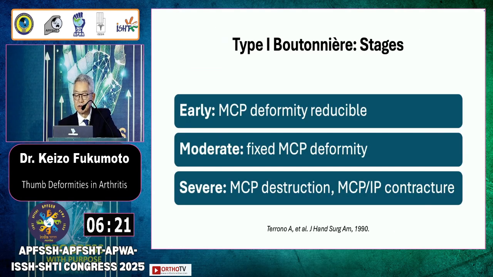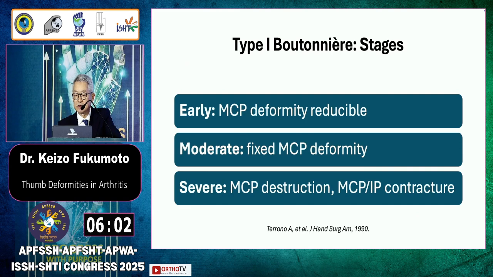Terrono described these three stages. In the early stage, the MCP deformity is still reducible. In the moderate stage, the MCP deformity becomes fixed. And in the severe stage, the MCP joint is destroyed, and both MCP and IP joints are stiff and cannot be corrected.